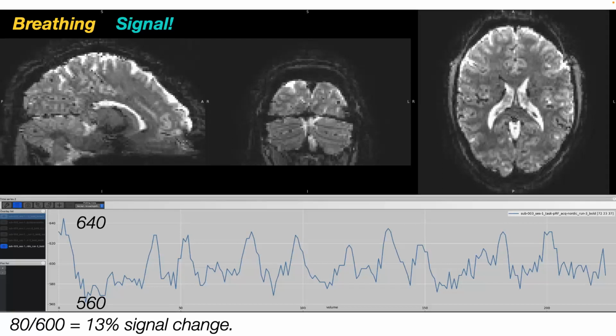And that's really what all the analyses that we'll be teaching you are all about. So what you see here is 13% signal change. I was looking at a vein.